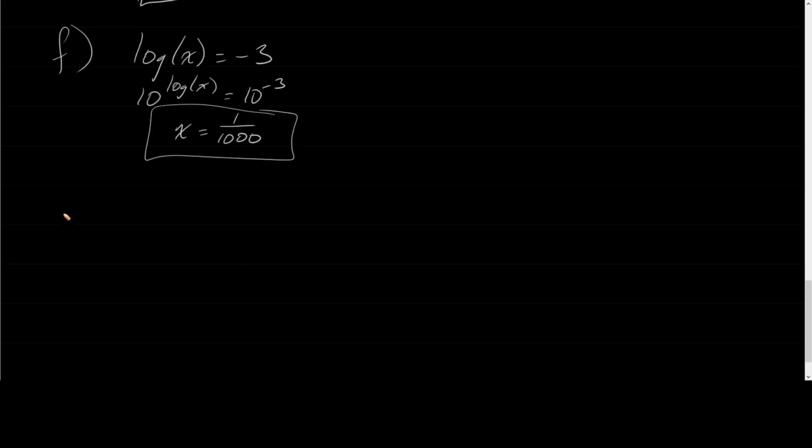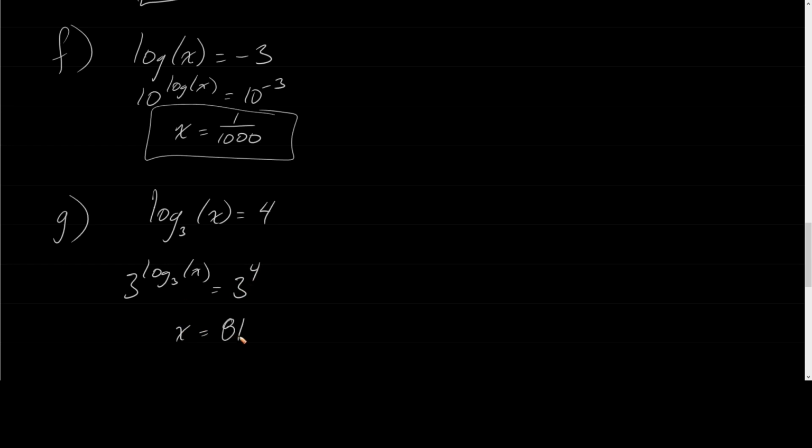Next one. We're going to go through a lot of these. If I had a different base, something like log base 3 of x is equal to 4, right? Well, same exact trick that we just did. We just need to exponentiate with our base. Our base is 3, so I'm going to say that we get now 3 to the log base 3 of x is equal to 3 to the 4th. So simply, x is equal to 3 to the 4th, which is 81.